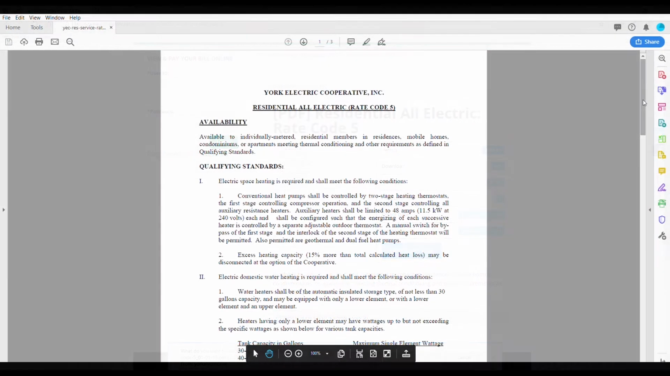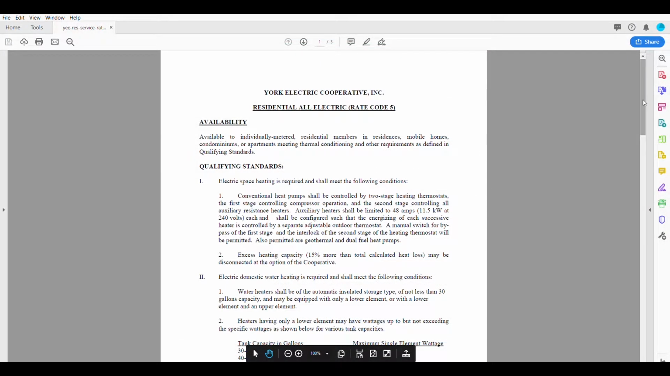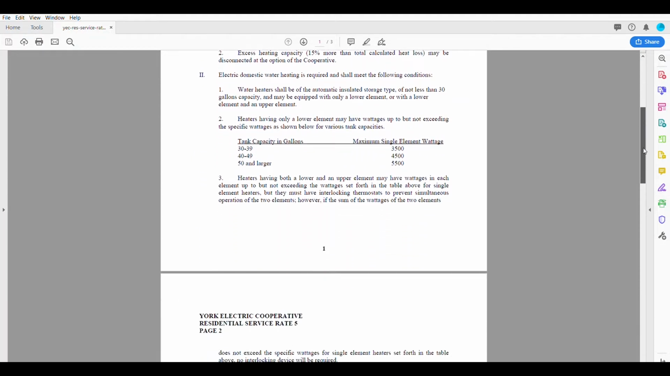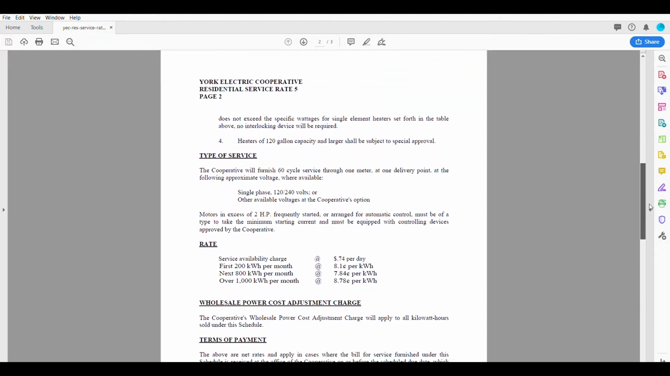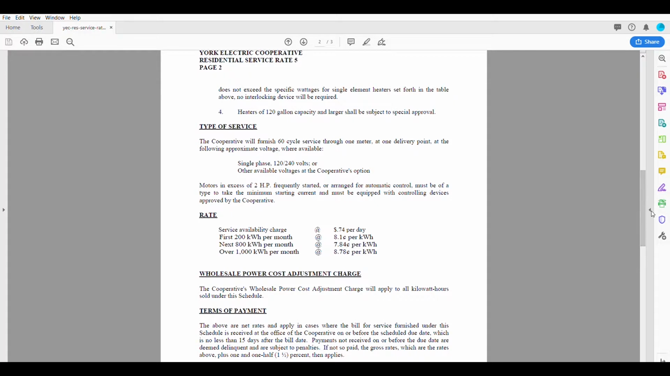Once you have your PDF downloaded, you can either print it out or leave it up on your screen, whichever is more convenient for you. Find the section, usually on page 2 or 3, entitled Rate, and this is going to have a lot of numbers and instructions with cents per kilowatt hour. We're going to need this section to calculate your bill.